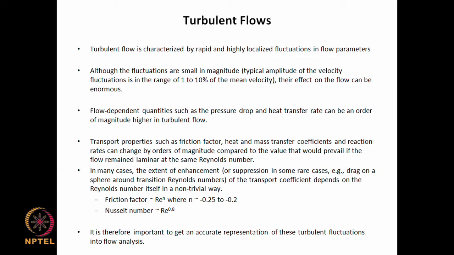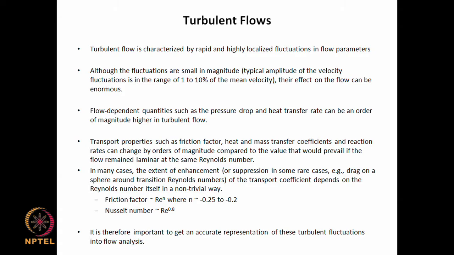There are some special characteristics of turbulent flow which are definitely very important for us when we are looking at fluid flow and the related phenomena. One such thing is that the fluctuations associated with turbulence are pretty small. For example, the typical amplitude of velocity fluctuations is in the range of 1 to 10% of the mean velocity. So, if you have a mean velocity of 1 meter per second, typically under turbulent flow conditions at a particular location, it may vary between 0.9 and 1.1. It is still very small compared to the overall velocity of 1 meter per second.